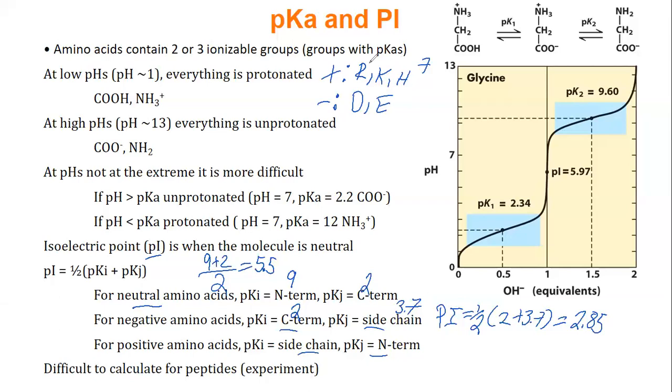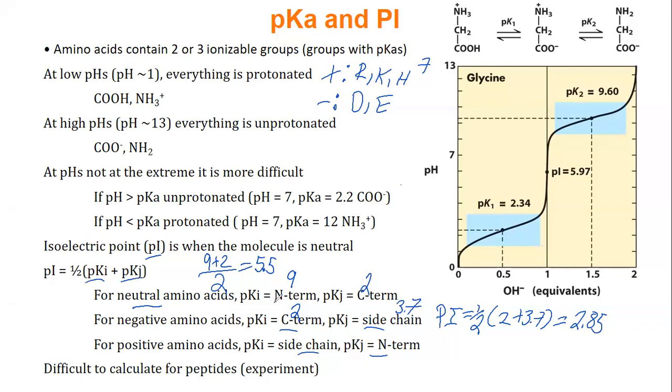On the PowerPoint, it says pK1 and pK2. Let me go back. So the I and the J, yeah, they can be 1 and 2. If you want to call it pK1 plus pK2, that's fine, or I and J, that's fine. All that matters is that you know what's going into these calculations.